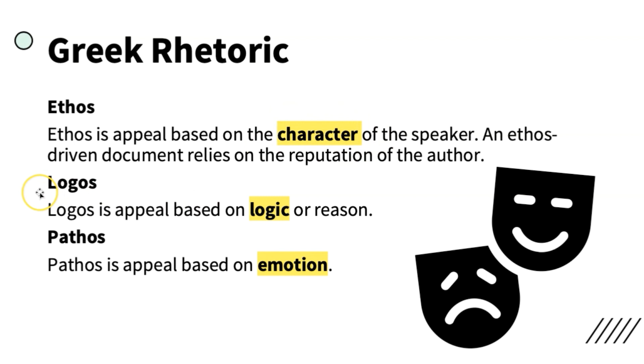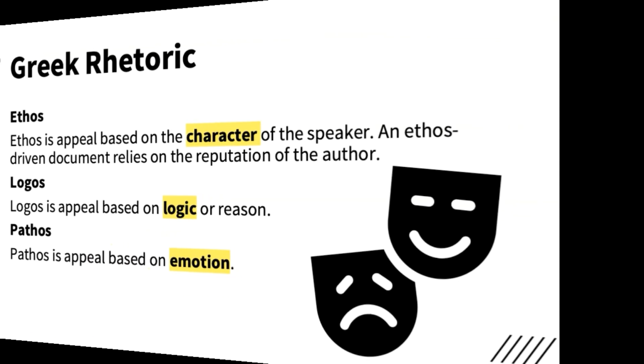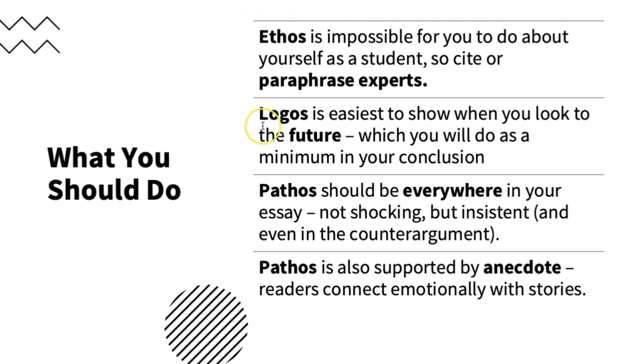Then we have logos, from which we get the word logic, and obviously we're appealing to the listener or reader's sense of logic. And then we have pathos, an appeal based on emotion. And in argumentative writing, it's probably true to say that emotion has a bigger impact than logic, which is why I'm going to model a technique which uses emotion in the counter-argument. Let's look at what ethos, logos and pathos might mean in your actual essay.